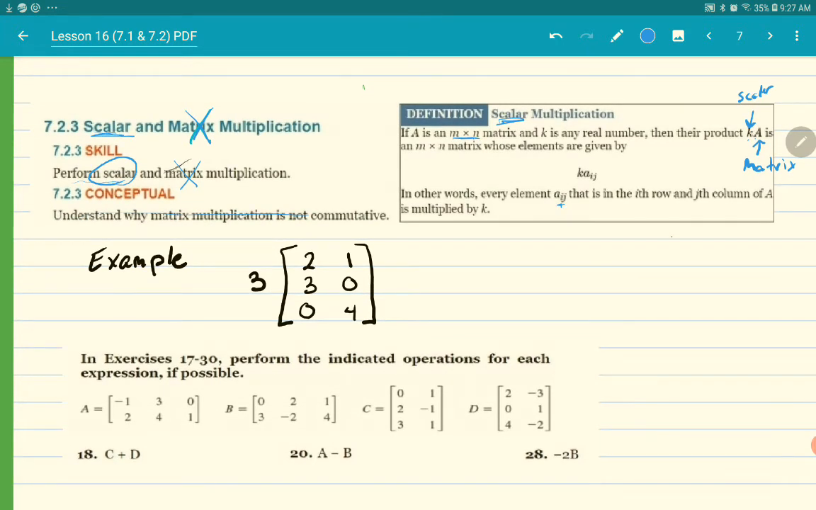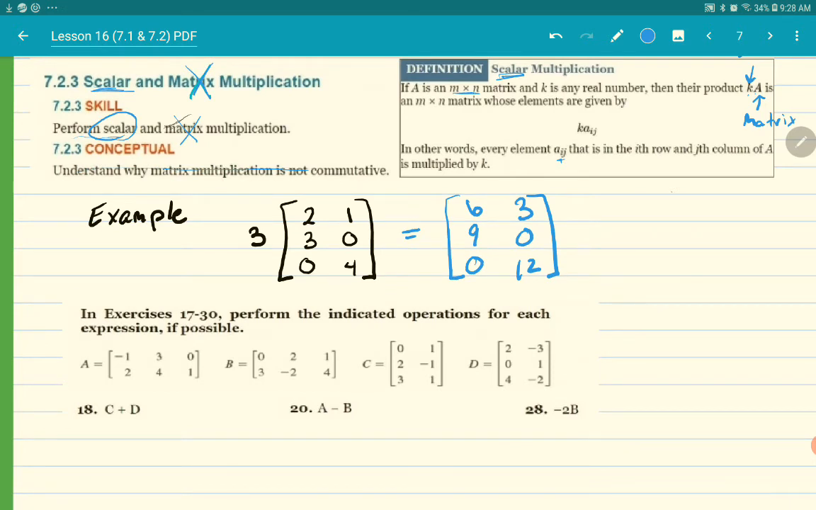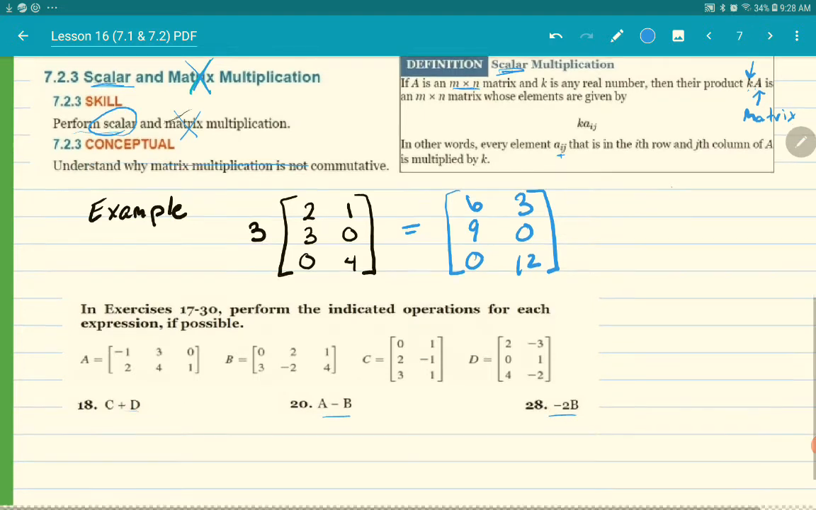So for example, if I have 3 times this matrix, then I do 3 times every element. So the 2 becomes a 6, the 1 becomes a 3. It's multiplying every element by 3. 3 times 3 is 9. 0 times 3 is 0. 0 times 3 is 0. And 4 times 3 is 12. So there's scalar multiplication. So in exercises 17 through 30, you'll take both of these straightforward applications. We have addition, subtraction, and scalar multiplication.